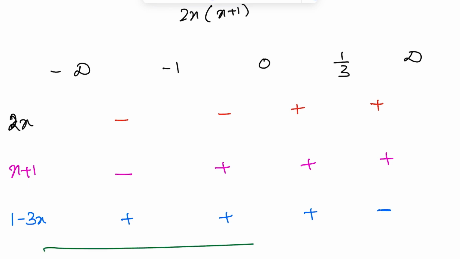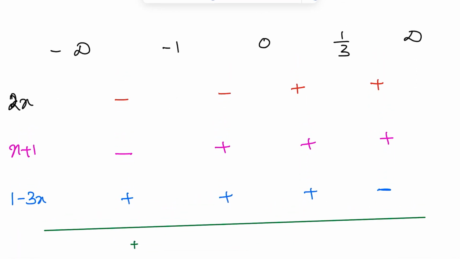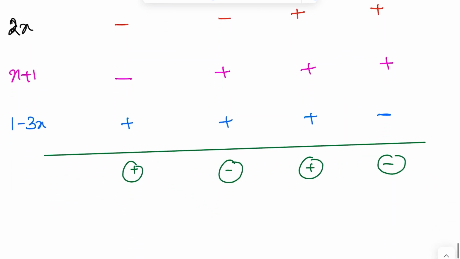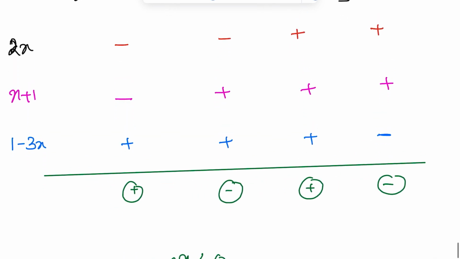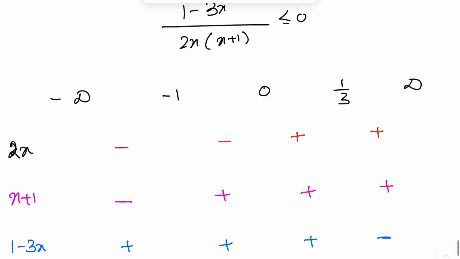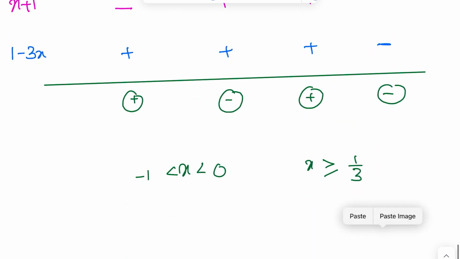So overall, I want a negative number. So this is positive, negative, positive, and negative. So it is negative between minus 1 to 0, and it is also negative for x greater than or equal to 1 upon 3, because I want equal to 0 also. That's going to be the answer.